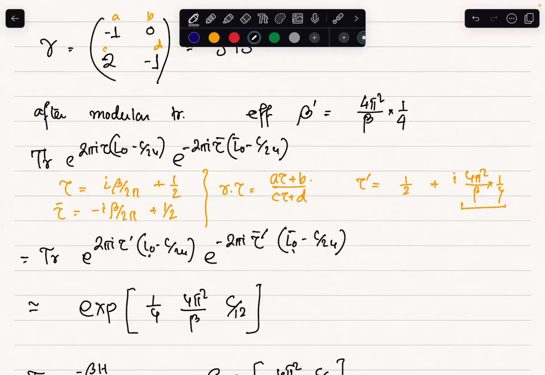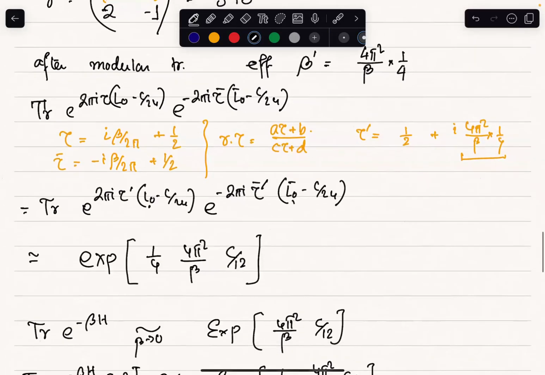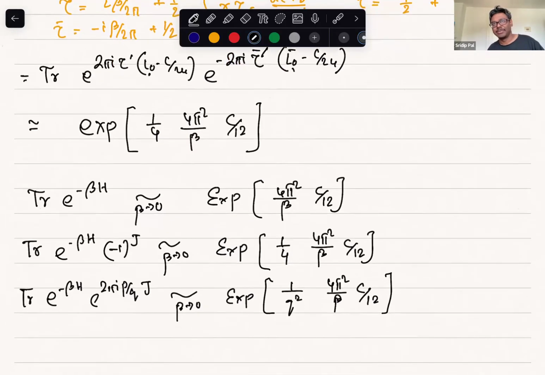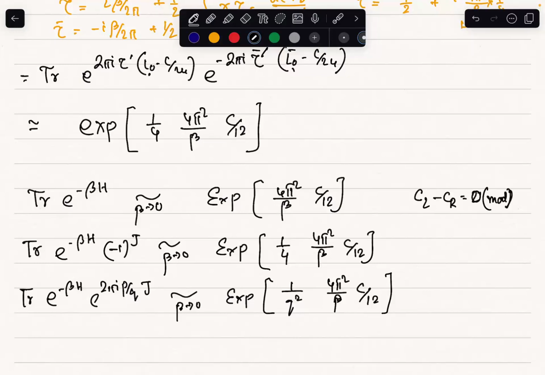Another way of saying this is that when you do a modular transformation, the spin structure might change. So you can go from one spin structure to another, and you have to keep track of that. But for the bosonic case, this is all general, and this should be valid for all CFTs where c_L equals c_R. In fact, you can make it slightly more general: you can say c_L minus c_R is 0 mod 24.